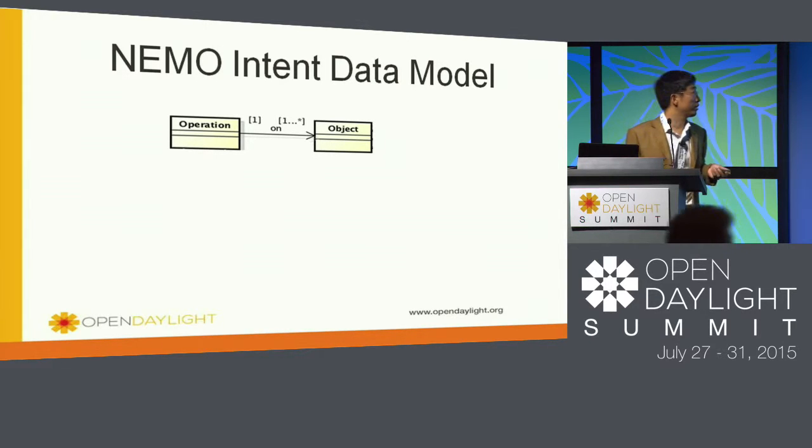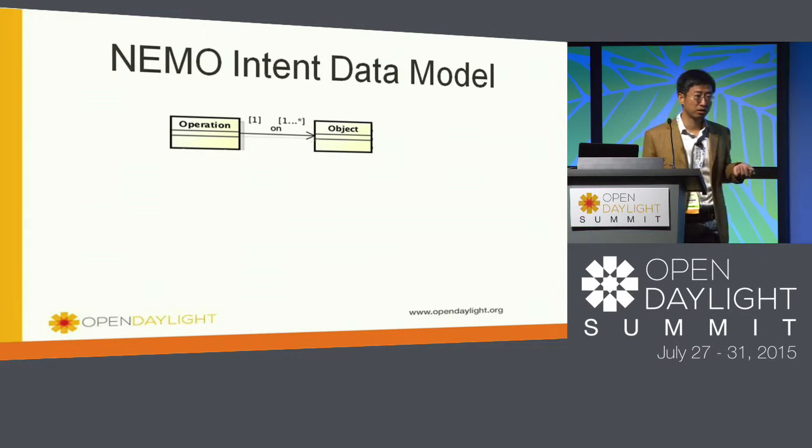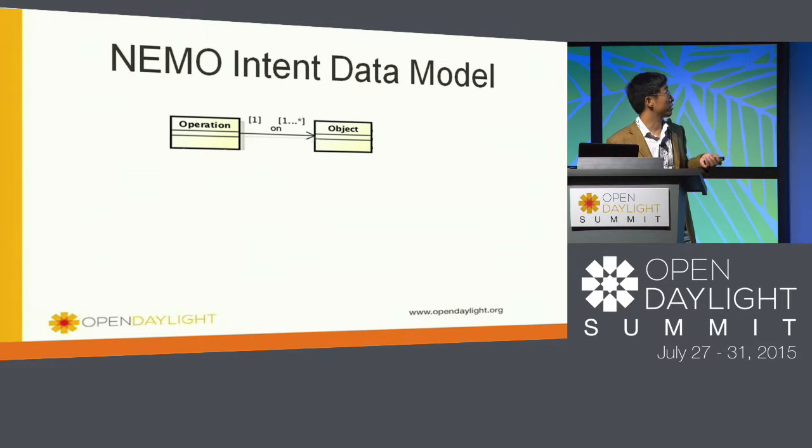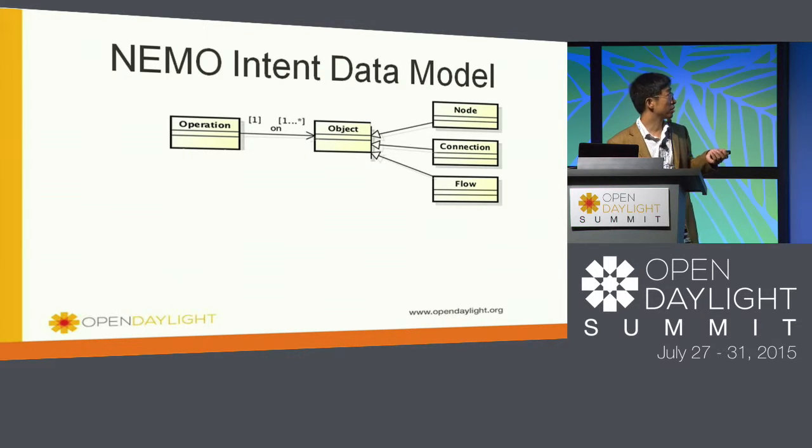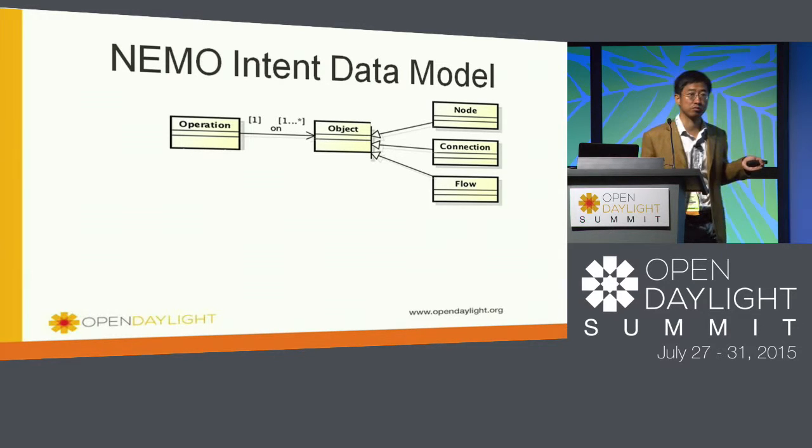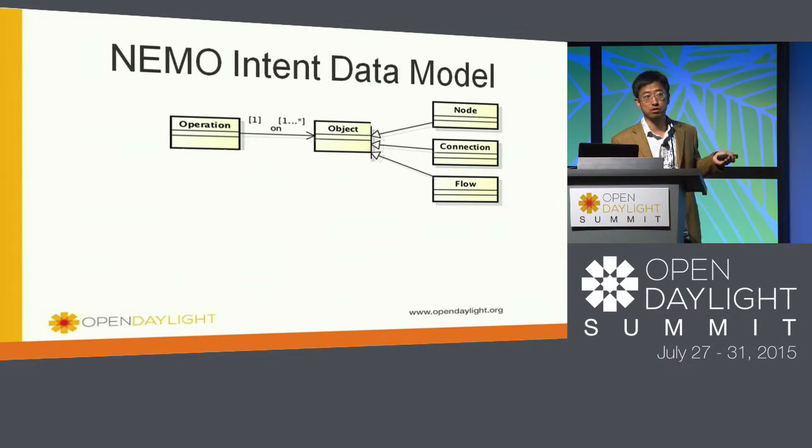So based on this thinking, we can get an intent data model. On the top level, the intent model is operation and object. Operation on some object. In the network area, objects include three: node, connection, and flow. Node and connection can construct a virtual network for the customer. It provides resources to the customer. Flow is a service carried out by the network.